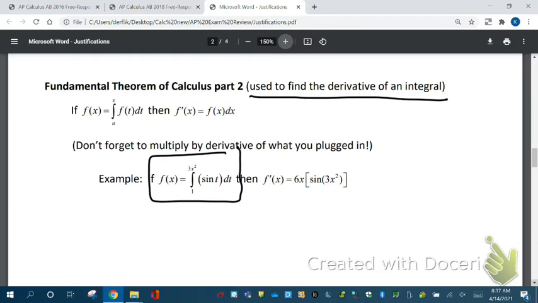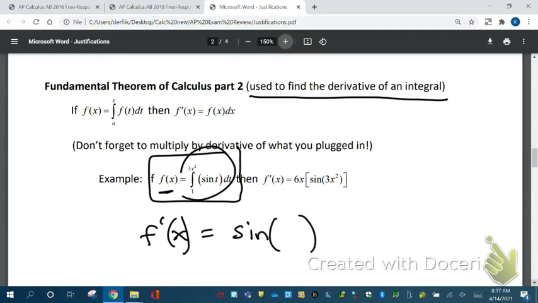If I need to do the derivative of f, and I see that f already has an integral of it, then the derivative and the integral kind of undo each other, and I just get the sign of this number here. But then I have to remember to multiply by the derivative of that thing, 6x.